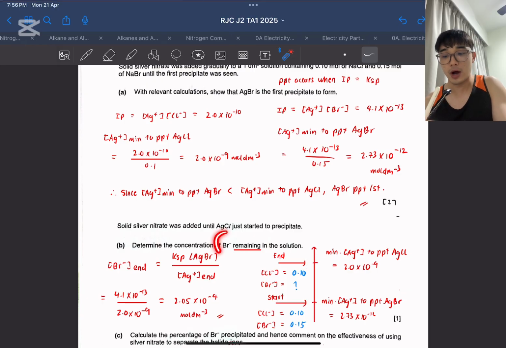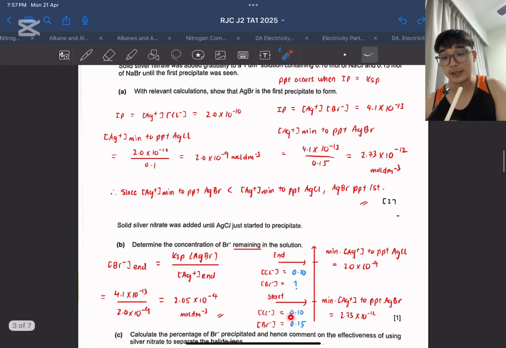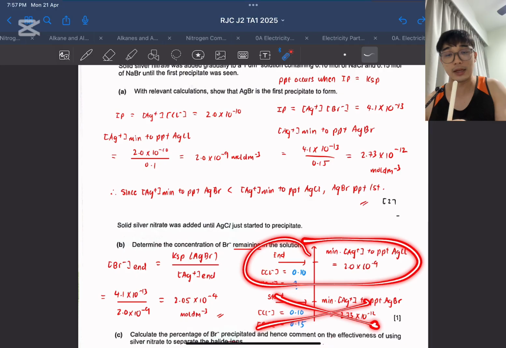They want us to find out how much Br- is remaining in the solution, because if AgBr is the one getting precipitated out throughout this entire journey, that means Br- concentration will fall. We started off with 0.15 mol per dm³ of Br-. How much is there left? It's going to be a lot smaller, and that's what we are trying to find. Cl- never precipitated throughout this entire journey, so the concentration of Cl- stays the same in both cases. So to find Br- at the end, we need to use values that are all at the end, no more at the start.